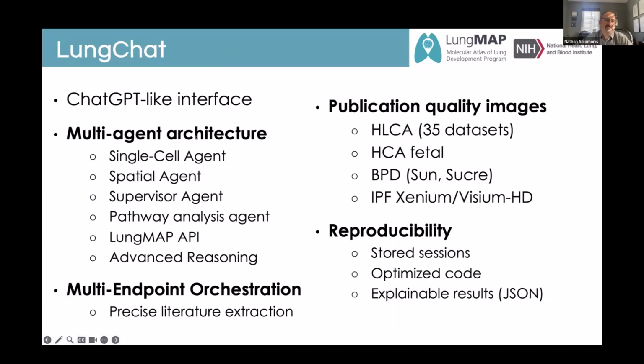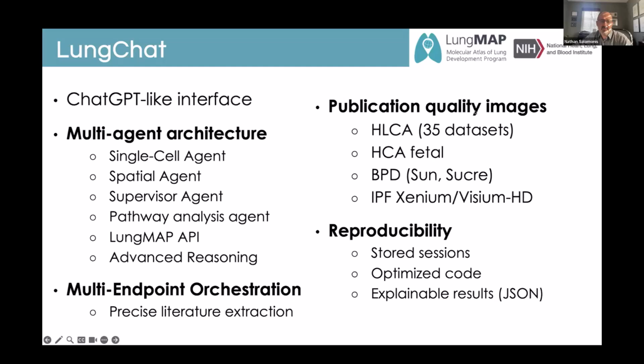This is a multi-agent based architecture. There's a single cell agent, a spatial agent, a supervisor agent, pathway analysis agent, LungMap API, and more advanced reasoning. We execute multi-point orchestration to generate precise literature, basically accessing PubMed at a much deeper level than existing APIs and ontology-based platforms use. This is an exhaustive search that really lets you go much deeper into the literature than previously capable with these AI-based platforms.